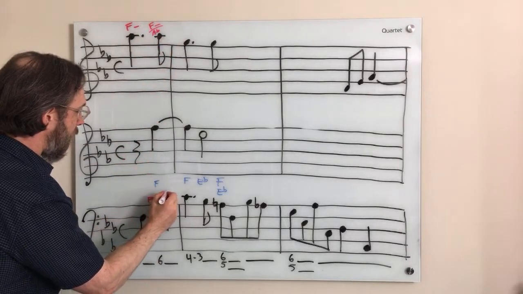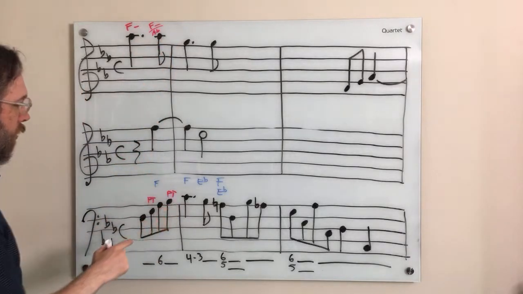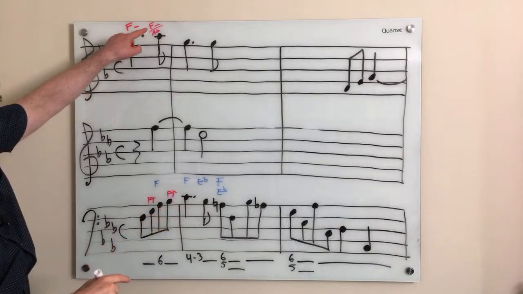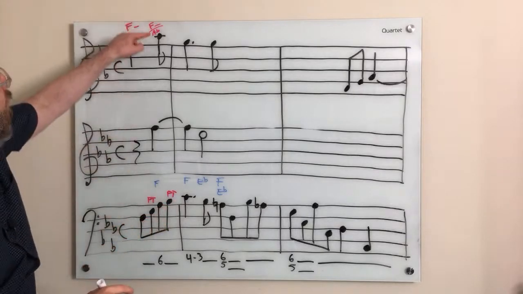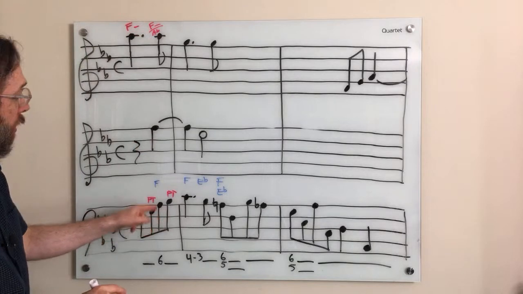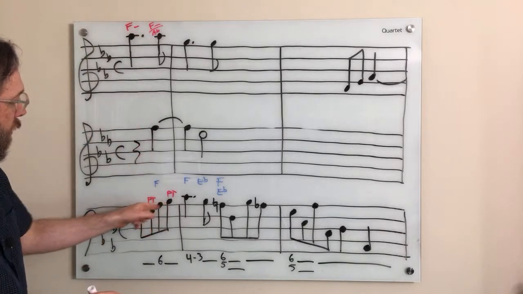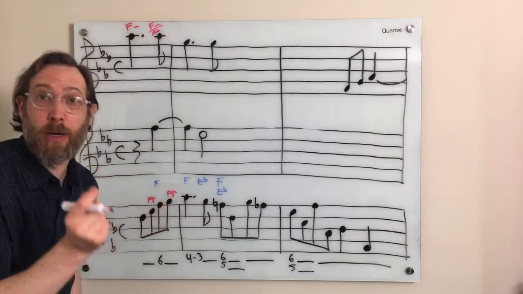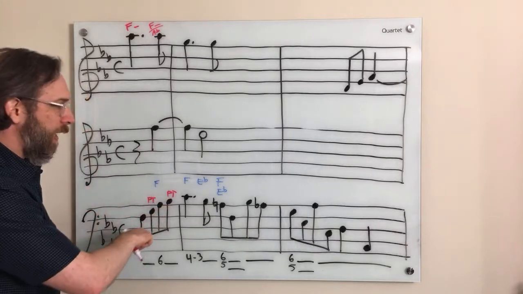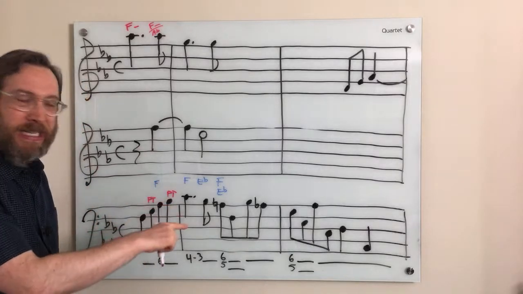Then this B flat is a passing tone as well. So we can see here's our lead sheet symbols, F minor triad, F minor in first inversion, A flat in the bass, passing tone, passing tone. Notice they're both on weak beats. This is very common that you have these kind of scale bass lines.